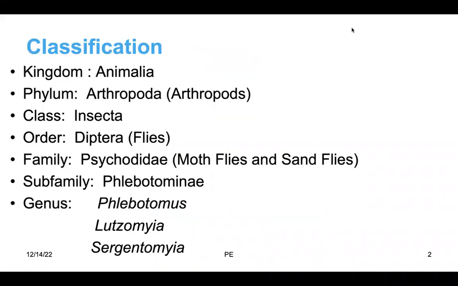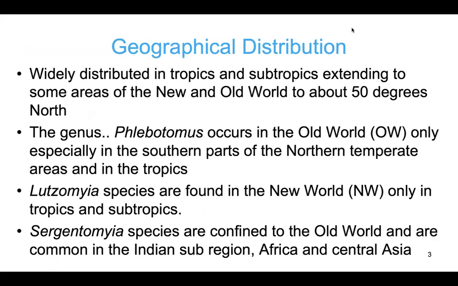So, generally, the classification of these flies is from kingdom Animalia, phylum Arthropoda, class Insecta, order Diptera, and family Psychodidae, which usually the moth flies and the sandflies belong in, and subfamily Phlebotominae, and genus. There are three major genera from this group: Phlebotomus, Lutzomyia, and Sergentomyia.